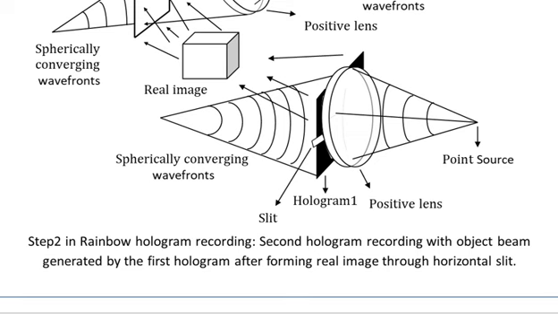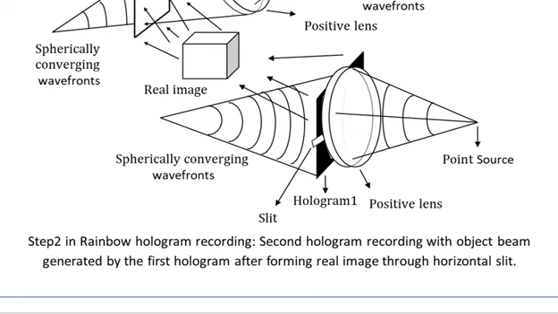So look at the point source. The real point source, from a laser source, is diverging spherically outward towards the positive lens. And then this lens is illuminating hologram 1, which we have just constructed using the previous setup. You can see a slit also just before the hologram, so this hologram is being illuminated through a slit. This diverging wavefront, after passing through the positive lens and the slit, illuminates hologram 1.